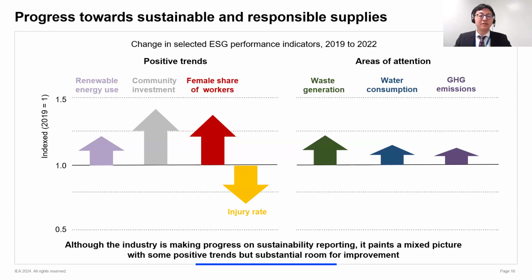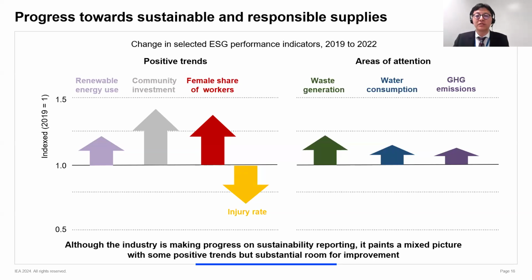There are some areas where the industry is making progress, showing positive trends, such as renewable energy use, community investment, gender balance, and worker safety. But the same cannot be said for some environmental indicators such as waste generation, water consumption, and greenhouse gas emissions. It is not to say the industry is not making progress to reduce emissions, water use, and waste, but this analysis highlights there is ample scope to step up and strengthen this effort to improve performance.